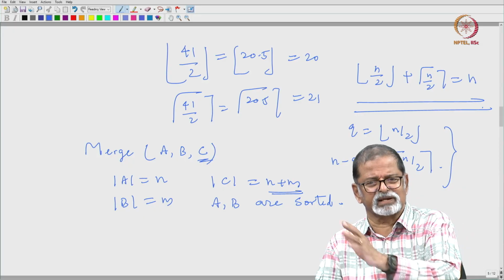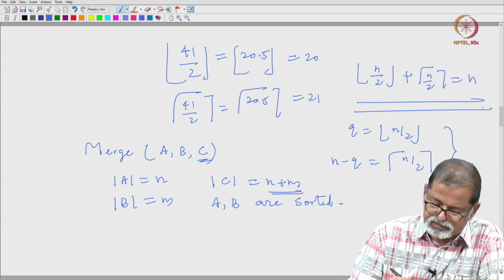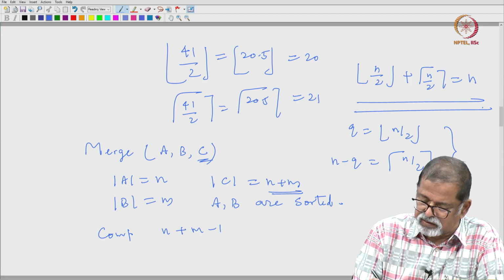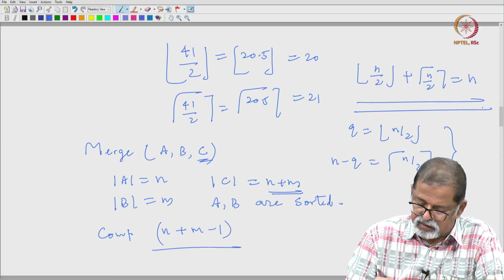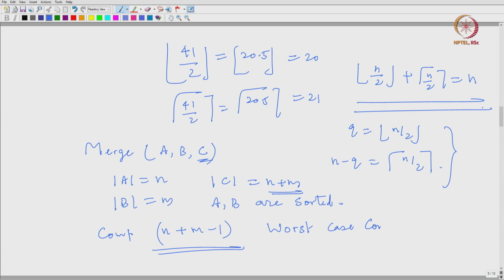There is a single pass algorithm, a well known algorithm for merging, and its complexity will be n plus m minus 1. This is the worst case complexity of the merge algorithm. Okay? N plus m minus 1 is the worst case complexity of the merge algorithm.